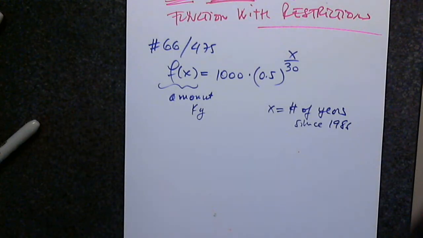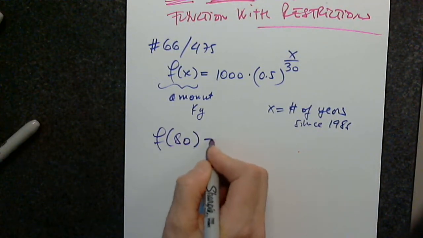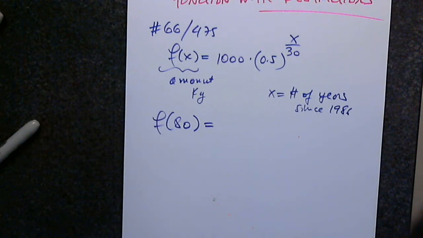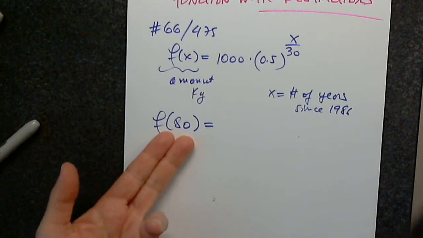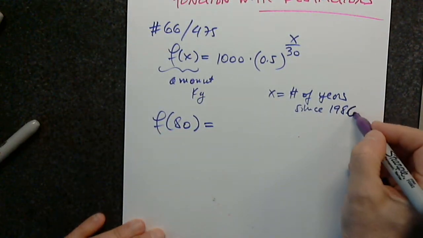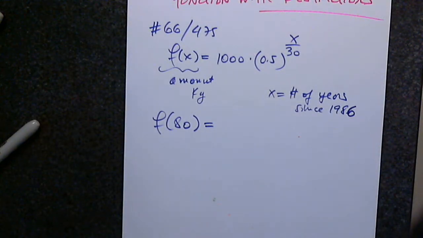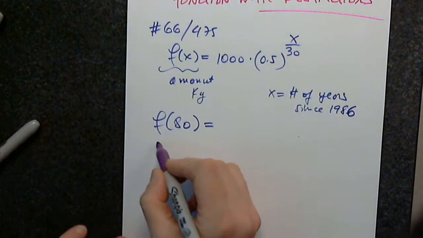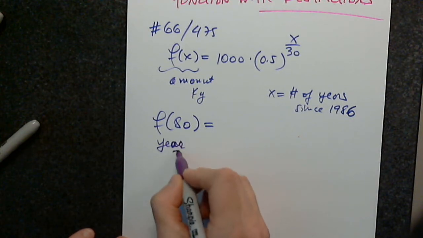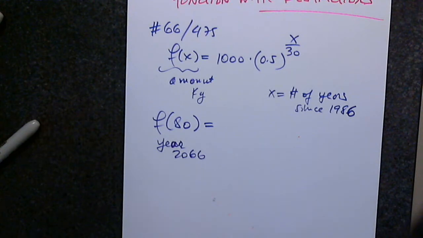If even 100 kilograms of cesium-137 remain in Chernobyl's atmosphere, the area is still considered unsafe for human habitation. Find f of 80. First of all, I'm asking you, what will f of 80 represent? The amount of radioactive substance called cesium-137 still remaining, how many years? x is the number of years since 1986, so 80 years. 80 years since 1986. Oh, sorry, my handwriting. Good. So they say that if it's 100 or more, find f of 80 and determine if Chernobyl will be safe for human habitation in 2066. So this is basically in year 2066. So what do you think I'm going to do?